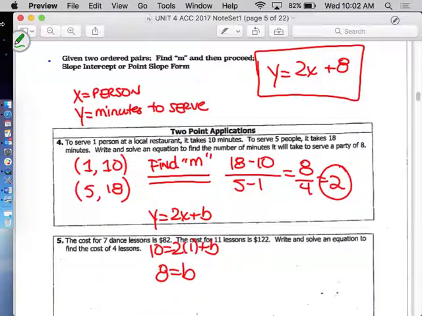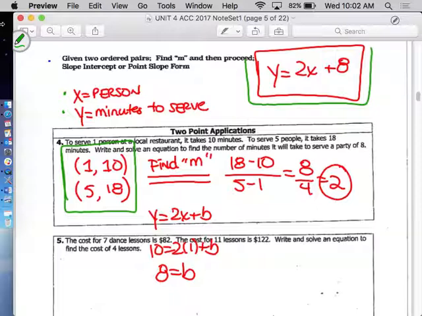So I have identified the ordered pairs. I've identified what X and Y represent for starters. Then I'm able to read the problem and choose the ordered pairs that are given. And then my next skill is to run through the problem and write the function to model what's happening.